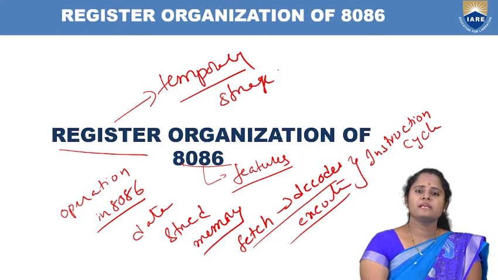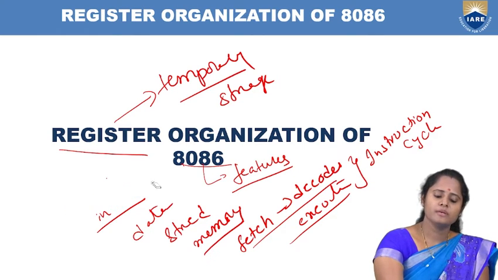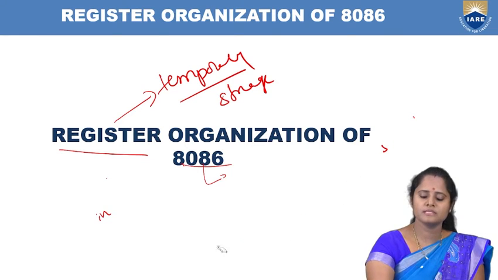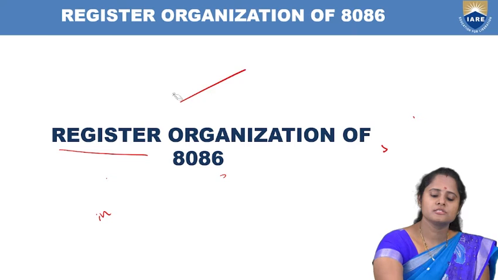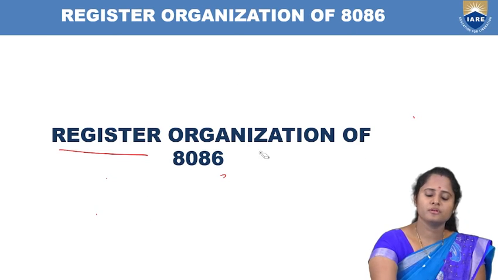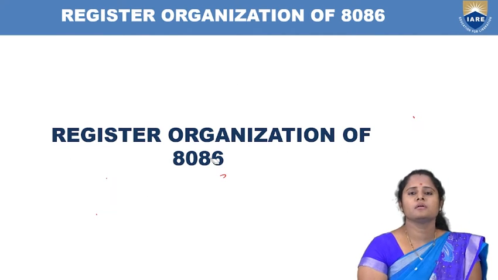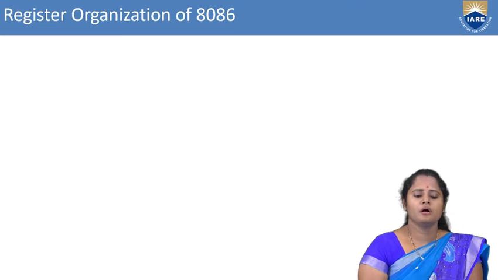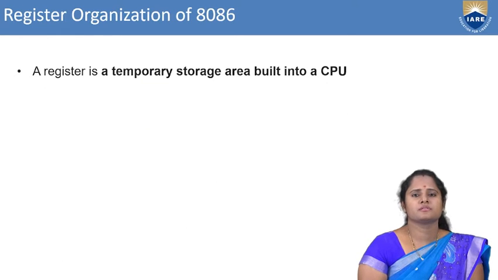Today we'll discuss the register: how many temporary storage elements are present in an 8086, what is a register, what is the use of a register, and how many types of registers we have in 8086. First, what is a register? A register is a temporary storage area built into a CPU.